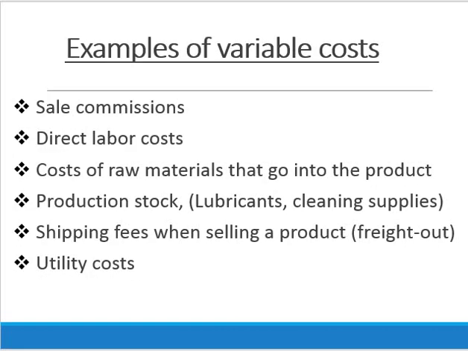Next slide is going to be examples of variable costs. Sales commissions depend upon how much they sell. Direct labor costs depend upon how much they produce. Maybe they're working on a particular product, a mountain bike. If they're not producing as many mountain bikes in a particular period, then the direct labor costs will be lower. Cost of raw materials, again, if they're not producing a lot in that period, then they're not using a lot of materials. Production supplies, lubricants, cleaning supplies. If the machines are not being used that much, they're probably not going to be using that much oil.